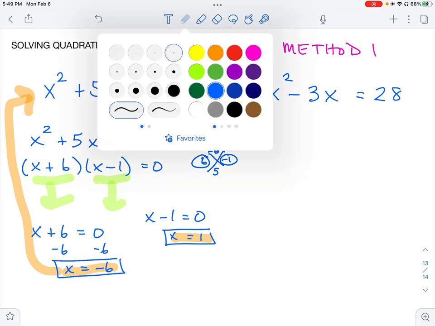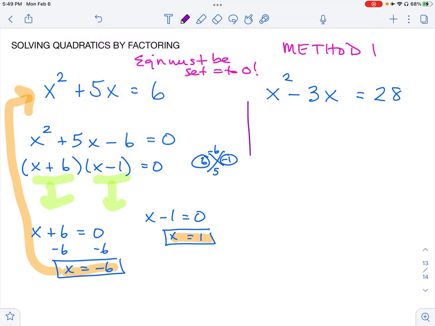Okay, for the second one, again, you need to make sure you have a 0 here. So let's move that 28 to the left-hand side. In some cases you might need to reorganize. Let's say you were moving over a term that contained an x, you'd want to make sure you put it in the middle, between the x squared and the constant. Just make sure it's in an order that you recognize that we can factor.